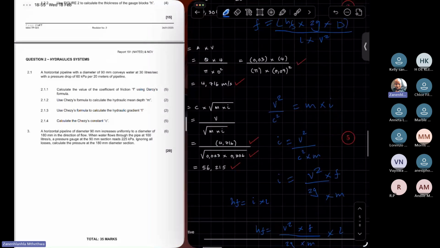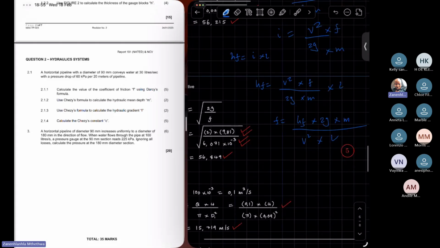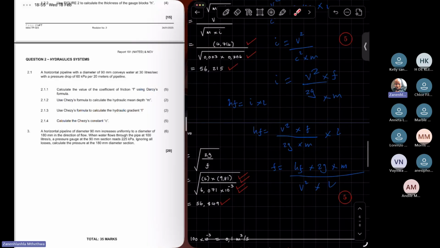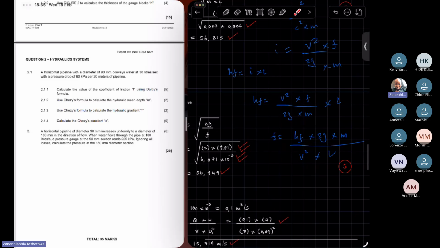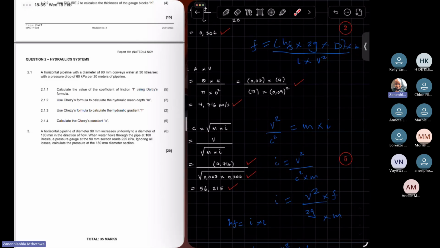So the bottom part is correct, the top part is incorrect. Here you are missing times M. I see what you did. So this is what you did. You're missing M. But even if that is what you did, you are still incorrect. Why? Because to calculate F, the coefficient of friction, you are told to use Darcy's formula. Once you incorporate I, you are now using Chezy's formula, which means even if you took this approach and wrote the formula correctly, and even got the answer correctly, you will get 0. Why? Because you didn't use Darcy's formula.